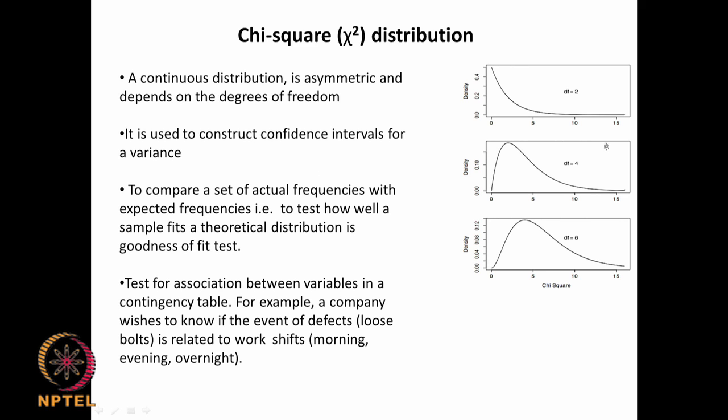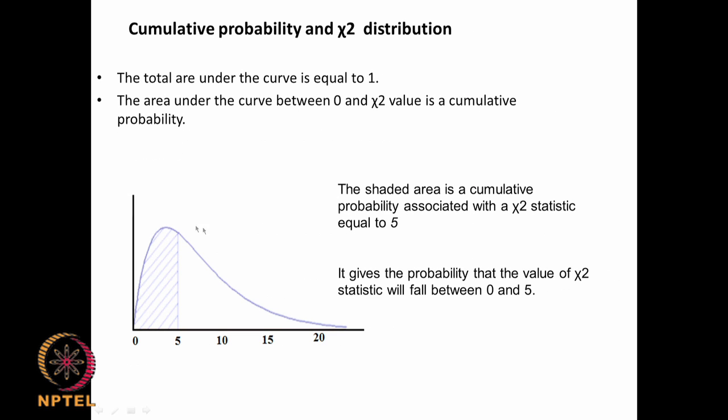So, we can construct confidence intervals, we can compare actual frequencies with the expected frequencies, we can compare fitted data versus the real data. We can look at association between variables. For example, is bad workmanship related to the work shift? Is the poor result we get because of certain instruments? That sort of comparative study can be done using chi-square test.